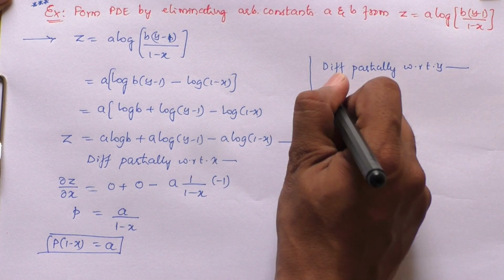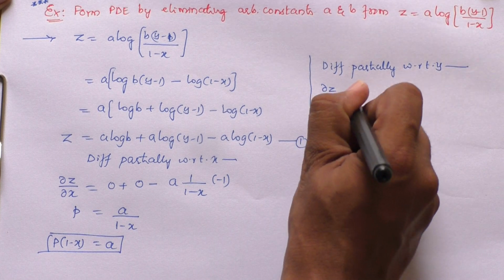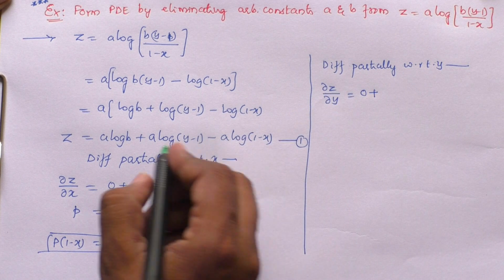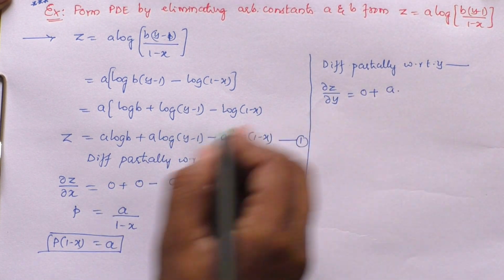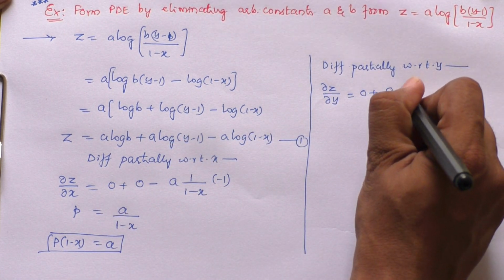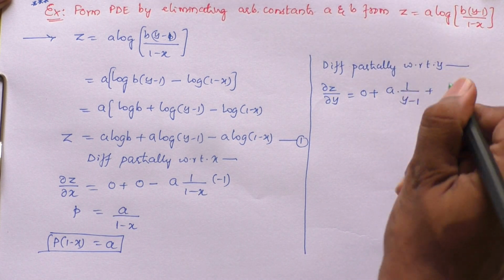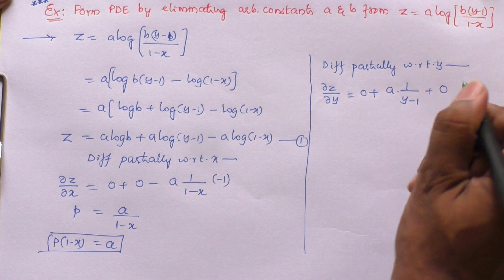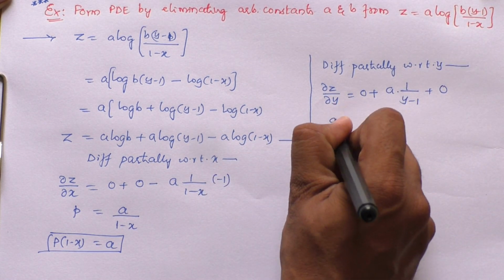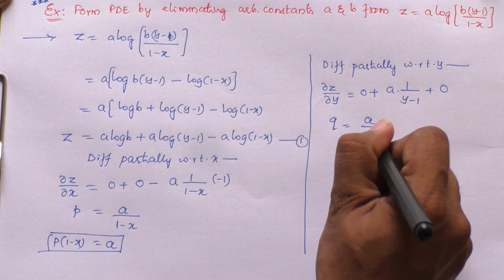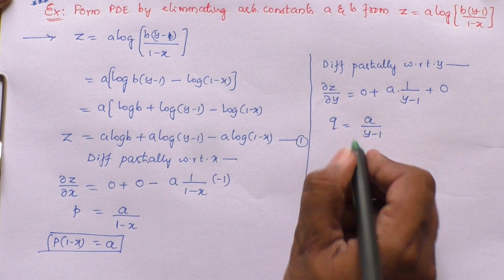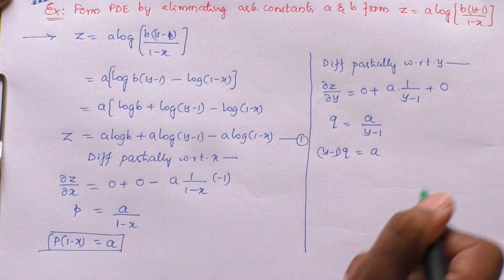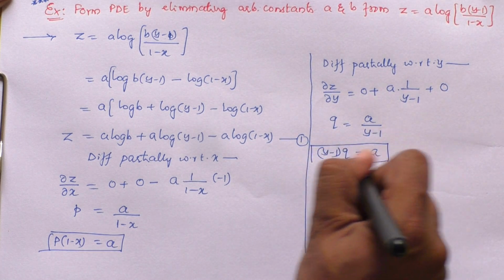So when you differentiate z with respect to y, dou z by dou y, we get: a log b is a constant, its derivative is 0, plus a into log of y minus 1, derivative 1 by y minus 1, plus the next term log of 1 minus x, a constant, so its derivative is 0. So dou z by dou y is q, so a divided by y minus 1. Transferring this side, y minus 1 into q equal to a. So this is what we got as the expression for a.